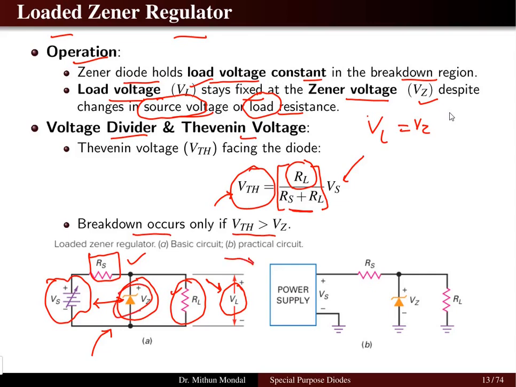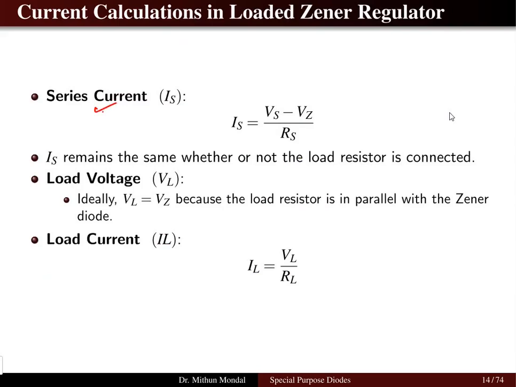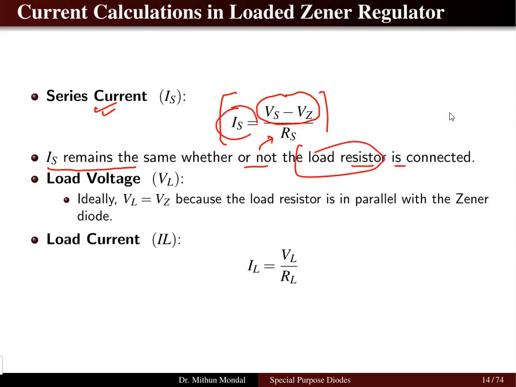This is the basic circuit; a practical circuit will have a ground for the return path of the current. There will be a power supply, maybe a rectifier whose output is Vs, and there is a Zener voltage Vz, the series resistance Rs and the load resistance RL. The current flowing in the loaded Zener regulator is given by the difference of the source voltage and the Zener voltage divided by the resistance Rs. Is remains the same whether or not the load resistor is connected. Even if you do not connect any load resistor, the current Is will be there.